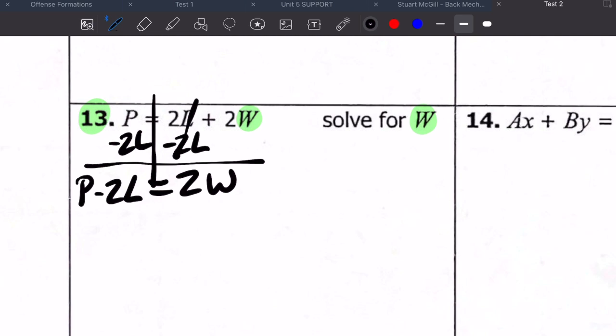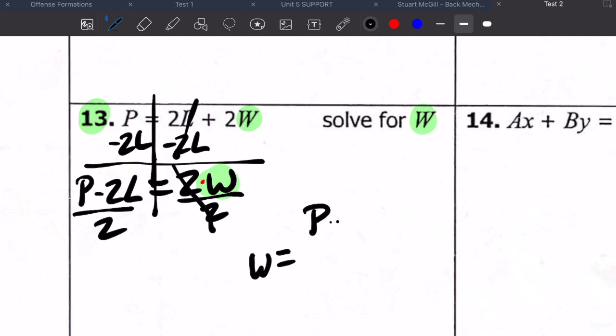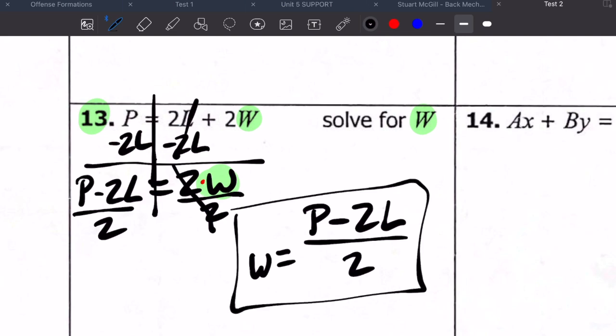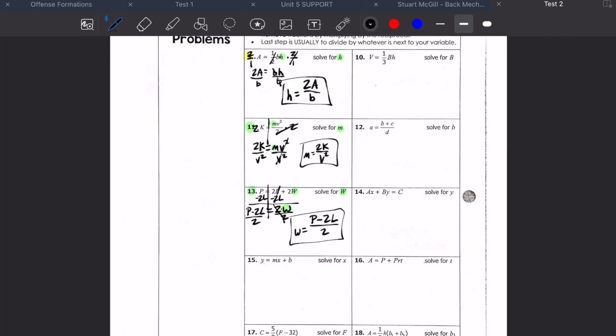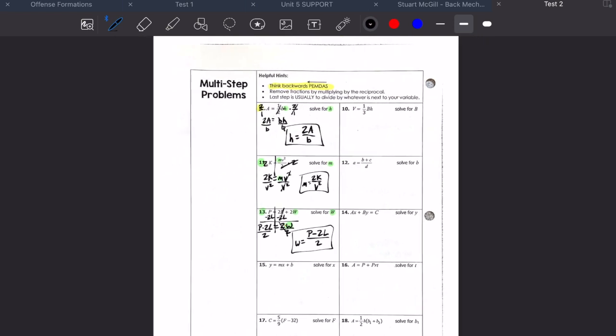Good. Now, again, I'm still trying to isolate W, and that is 2 times W. So to get it by itself, I need to divide by the thing that's attached to the variable, which is the last hint I gave you up top. And these 2's will go away, and I'll be left with W is equal to P minus 2 times L all over 2. And you can leave it just like that. Cool. So that's a quick little refresher on multi-step problems.